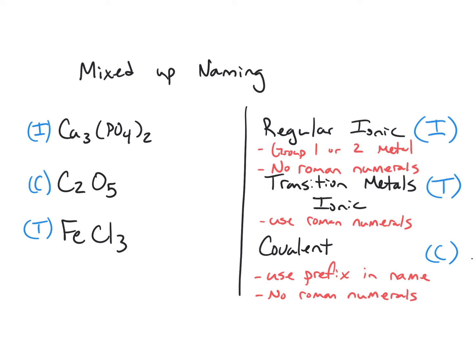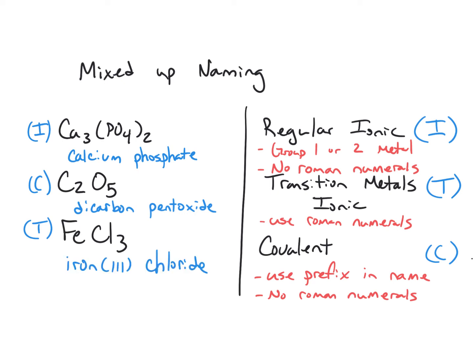This first one is calcium phosphate. No Roman numerals, no prefixes. The second one, because it's covalent, uses prefixes. It's dicarbon pentaoxide. And finally, this last one, because it's a transition metal, needs Roman numerals, but no prefixes. I say this is iron 3 chloride, because the iron has a +3 charge.